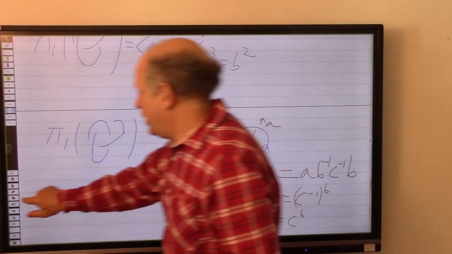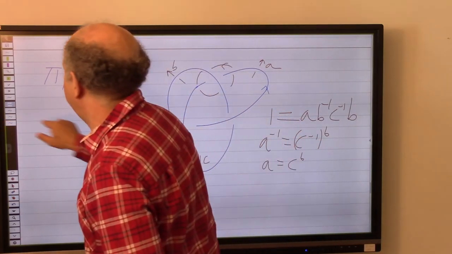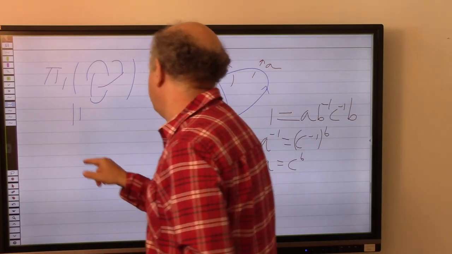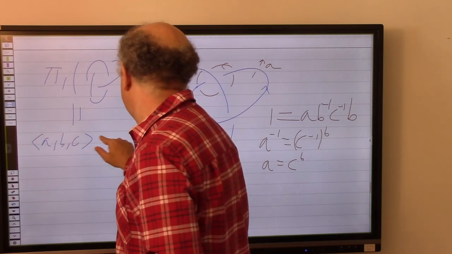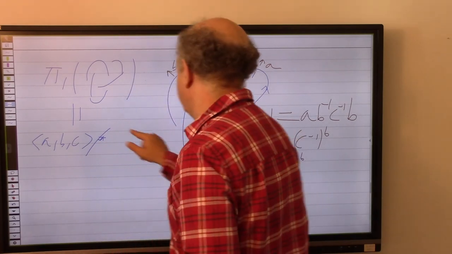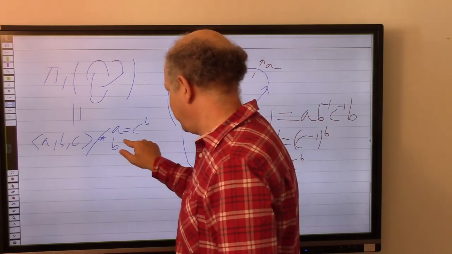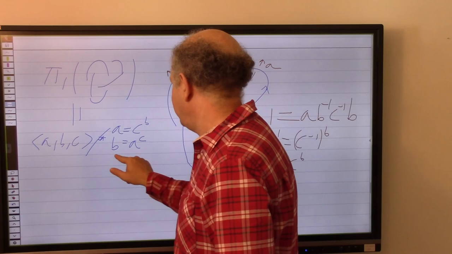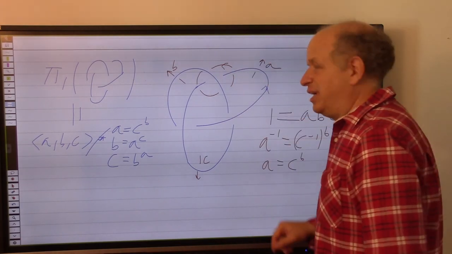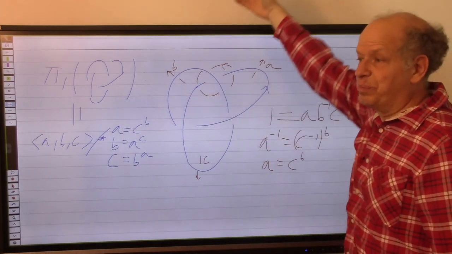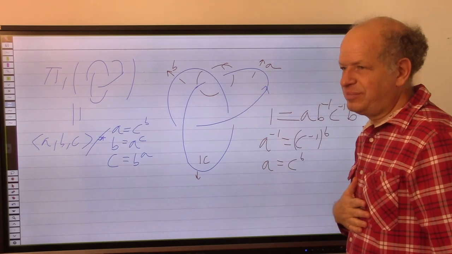Now, you have similar relations for the other two crossings. And the claim is that pi 1 of the trefoil at the end becomes the group generated by A, B, and C modulo three relations. A is C conjugated by B, and cyclic permutation. So B is equal to A conjugated by C and C is equal to B conjugated by A. And it's not the same group that I got before. So one has to prove that they are the same. Okay?